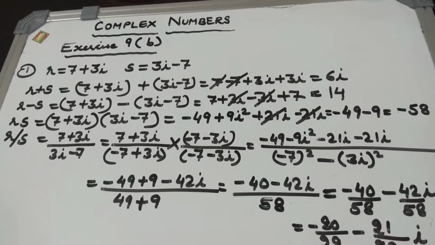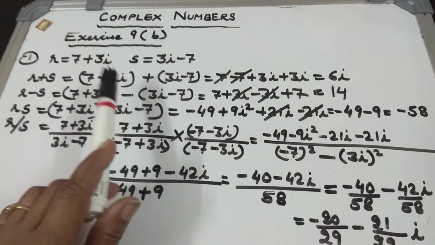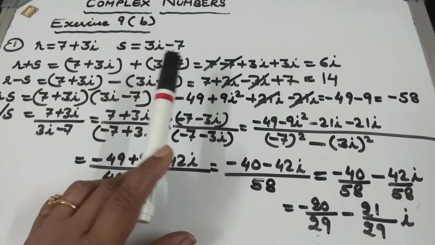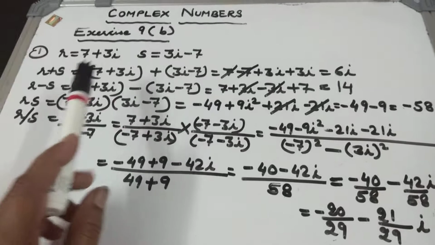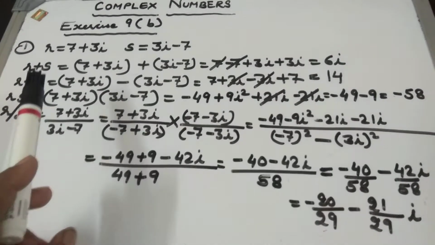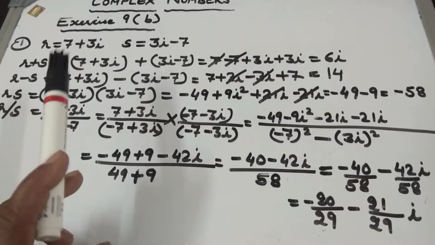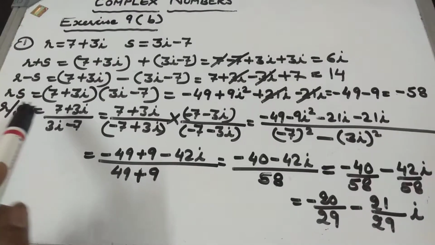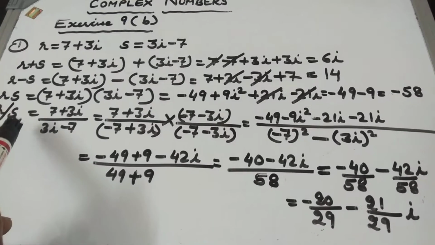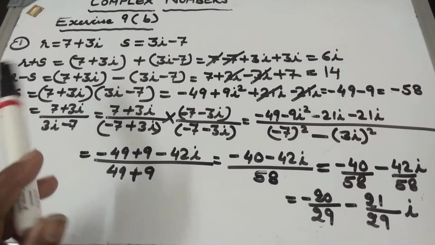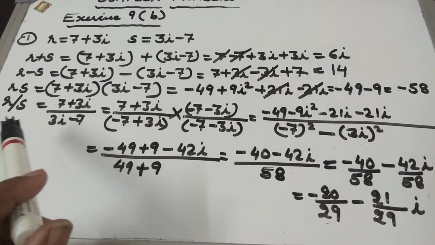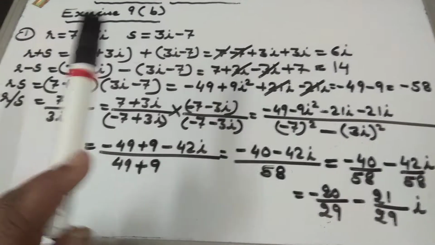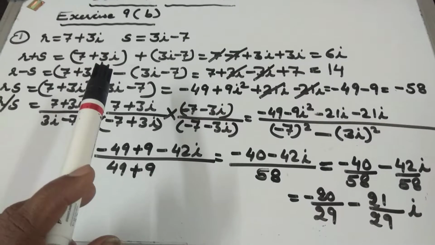Question number 1 says r is equal to 7 plus 3i, the first complex number, and s is equal to 3i minus 7, the second complex number. According to the question, you have to do all four basic operations on these two complex numbers, that is, find r plus s, r minus s, r into s and r upon s: addition, subtraction, multiplication and division. So all four operations are to be done for these two complex numbers.